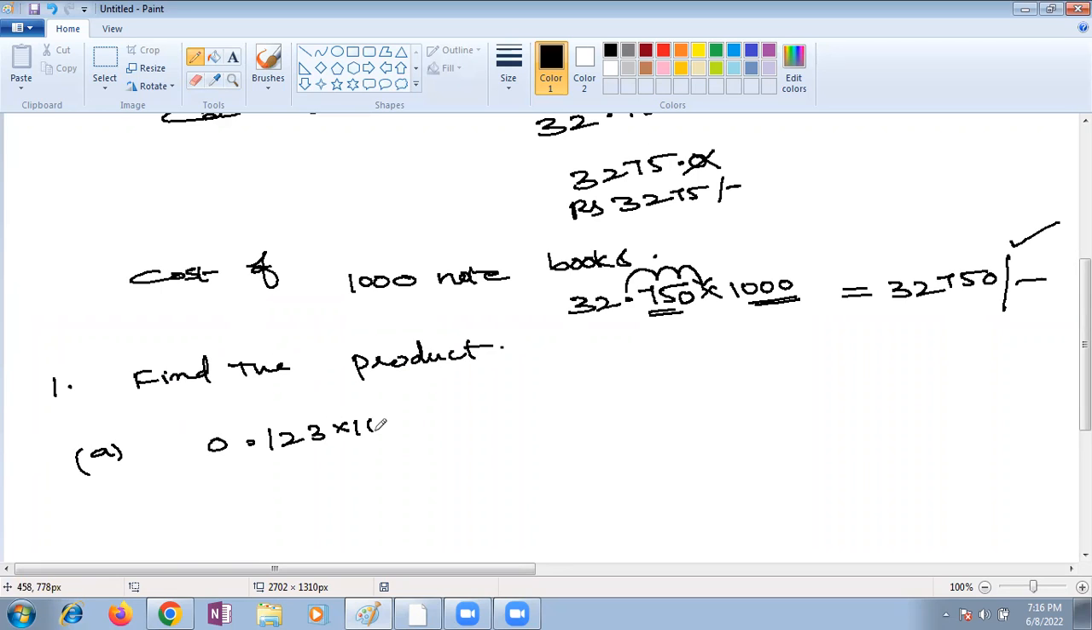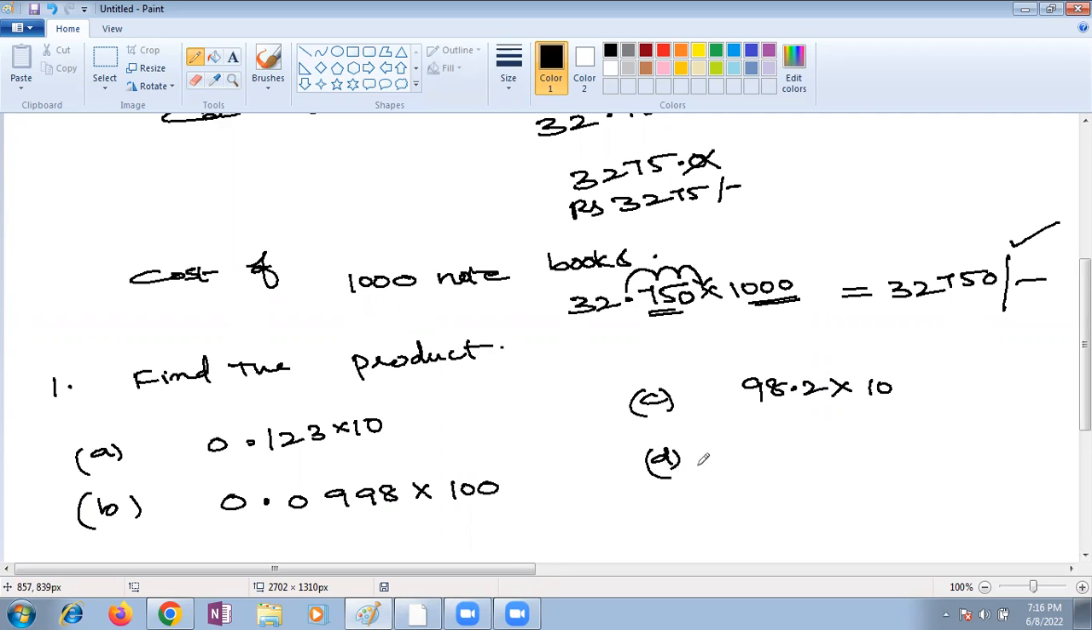0.123 multiplied with 10. B bit was 0.0998 multiplied with 100, and the C bit was 98.2 multiplied with 1000, and D bit 675.08 multiplied with 1,000. Come on, children, please, all four together, please answer the questions.